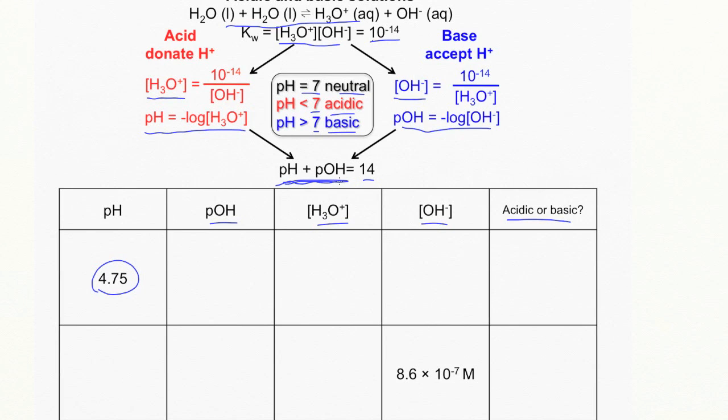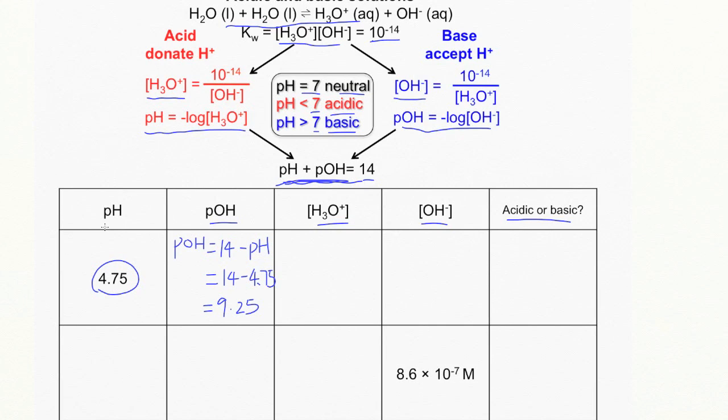You use this equation. Okay, so pOH equals 14 minus pH value. So that is 14 minus 4.75, and that is 9.25. All right? How do we find out the hydronium concentration?